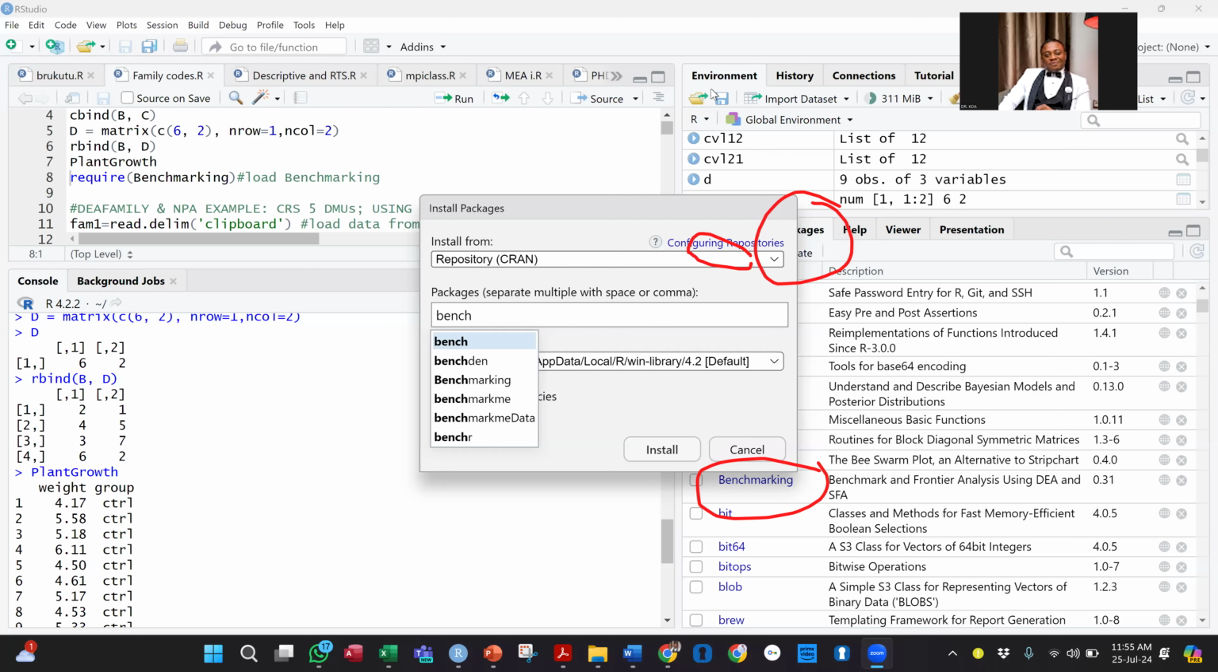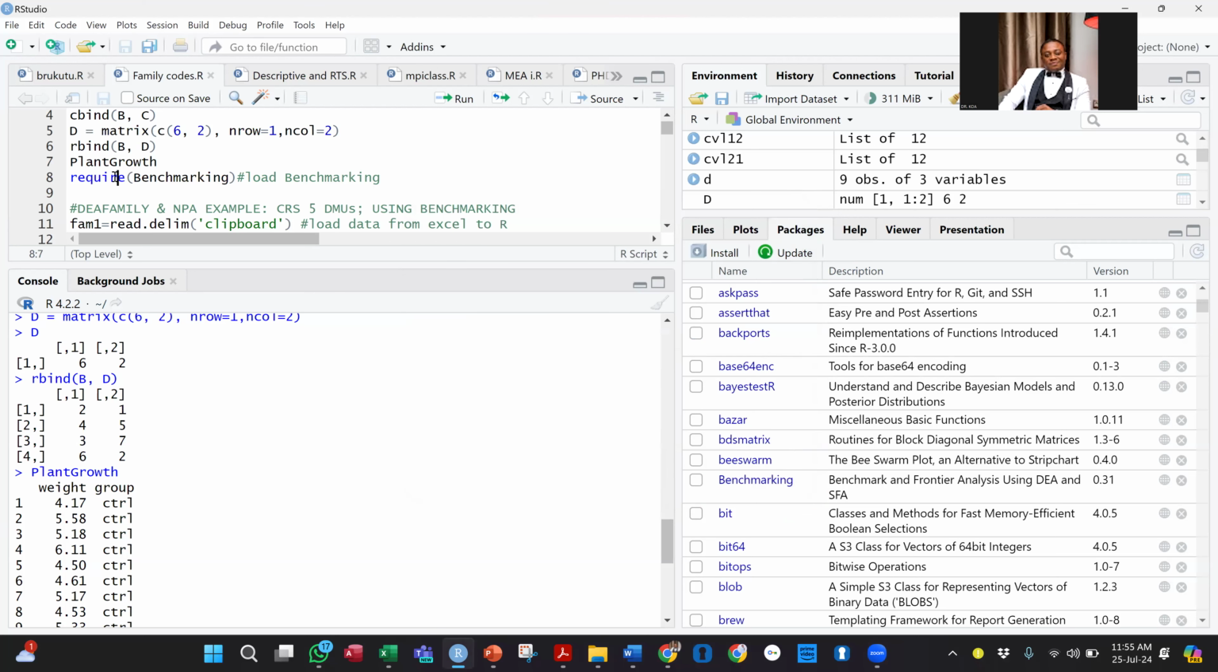Now that you have installed a package, you're going to go ahead and run the package. And how do you run the package? You need to type it into the command window. So if it's not in the command window, type it like I have done here. While the cursor is blinking at that number 8 here, you will invoke the package. So you type require, in brackets, benchmarking. When you are typing benchmarking, you see that it will start popping up.